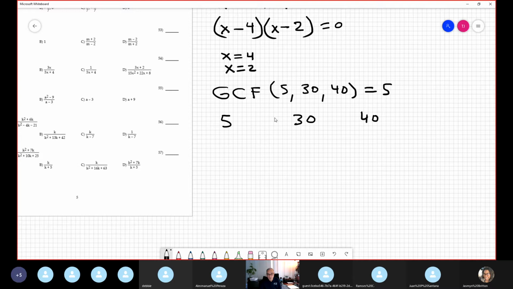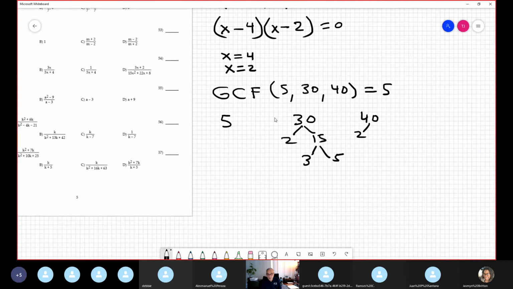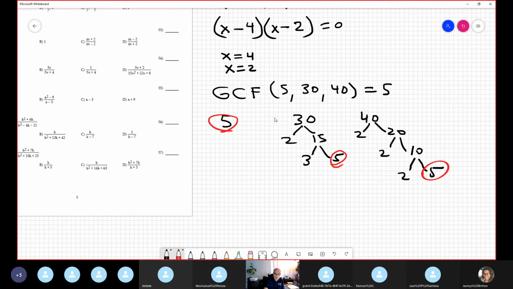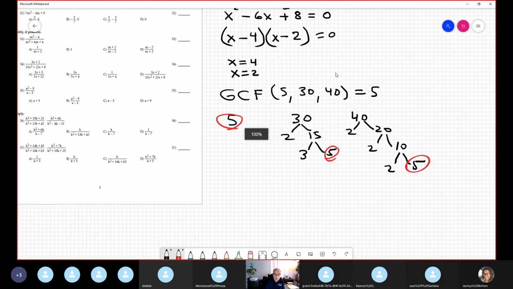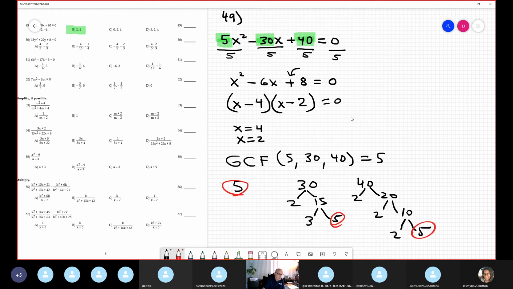5 is impossible because 5 is a prime number. 30 is divisible by 2, which is 15, which is 3 times 5. And 40 divisible by 2 is 20, and 20 is 2 and 10, and 2 and 5. I can discover that 5 is our common factor, and also the greater common factor because we have no more. So in this moment you say, wow, I divide the entire equation by 5 and you get a super easy equation.